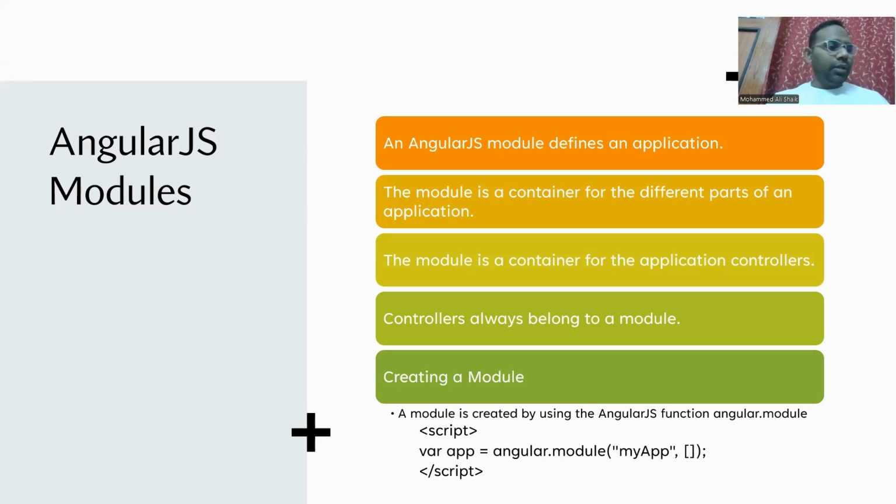Generally what we do is, in any application, in an HTML page, we have a div tag. We consider a div tag to be a controller. In order to create a module, a module is created by using the AngularJS function called angular.module. So we use a script tag. In that we create a variable app. Here I'm using app. You can also use any identifier which is equal to angular.module, in parenthesis, in double quotes, myApp, comma, empty square brackets.